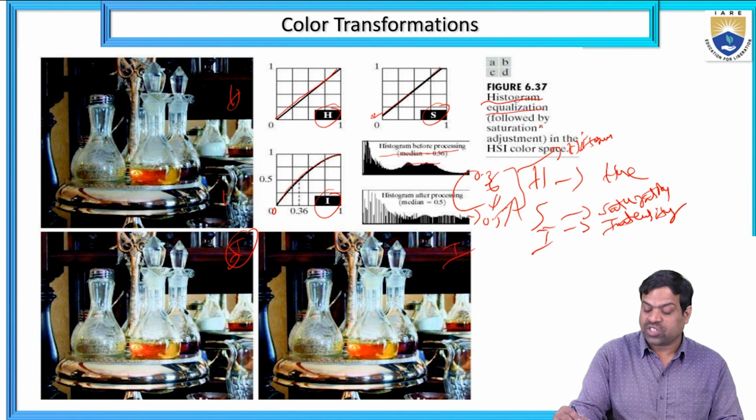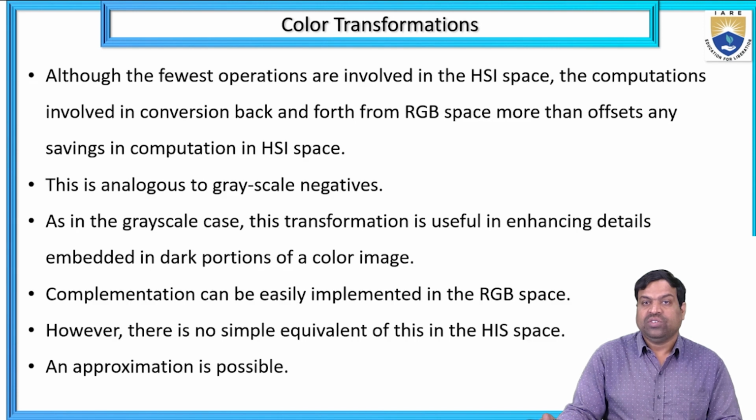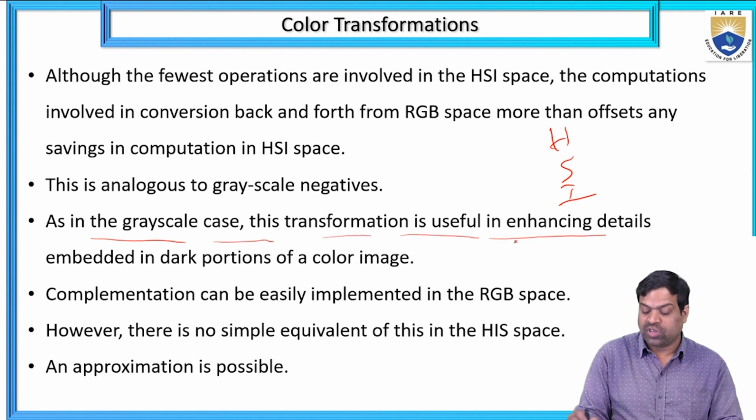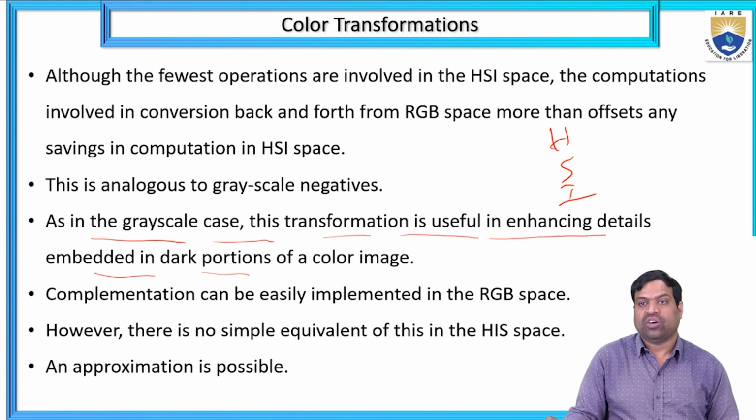The histogram equalization is followed by saturation adjustment in the HSI space. The fewest operations are involved in the HSI space. The computations involved in converting back from RGB space more than offset any savings in the computations of HSI, hue, saturation, and intensity. In the grayscale case, this transformation is useful for enhancing detail in the embedded dark regions of a color image. The complement can be easily implemented in the RGB space. However, there is no simple equivalent in the HSI space, only an approximation is possible.